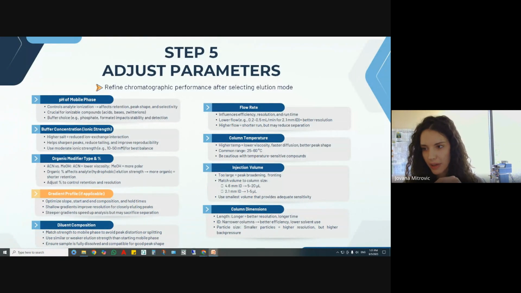Diluent composition also matters. So we have to make sure that the sample diluent matches as much as possible the strength of your mobile phase. This helps avoid peak distortion or splitting. And if you're running a gradient, adjusting the gradient profile, the slope, start and percentage, for example, of the organic solvent, can help resolve peaks that elute close together. So by adjusting these parameters thoughtfully, you can build a method that's both robust and efficient.